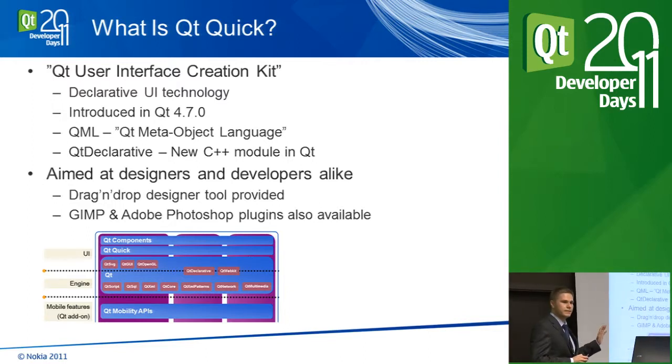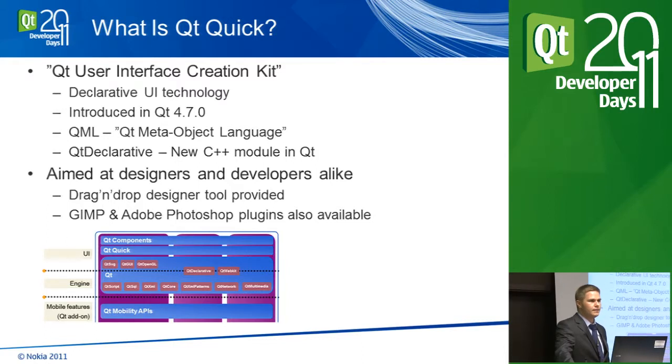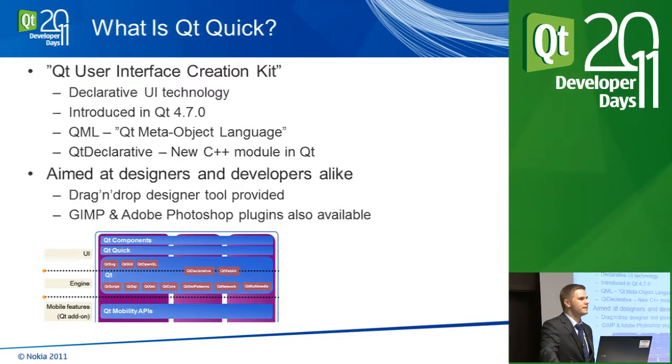Qt Quick is a declarative UI technology. The term itself comes from Qt User Interface Creation Kit. It was introduced in Qt 4.7, so it's relatively new technology. It was available as a separate add-on first, but it's part of Qt itself right now.